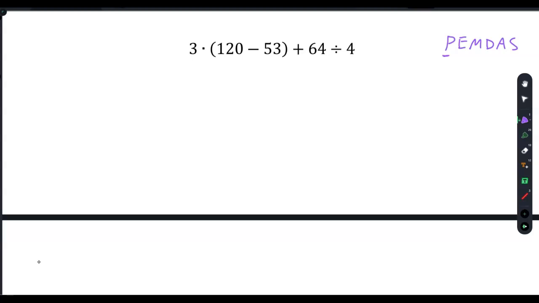So 120 minus 53. And if you need to do some side work, just make sure you do it off to the side. Don't do it below your problem, right? So let's do some side work here. So doing some exchanges. I'm getting 67. So then this would be 3 times 67 plus, and I'm just bringing the rest down, 64 divided by 4.